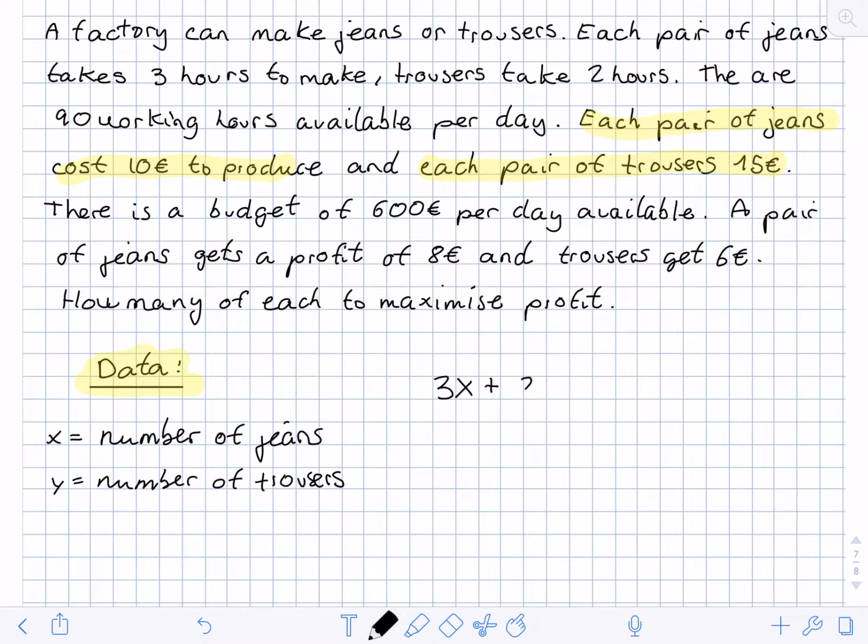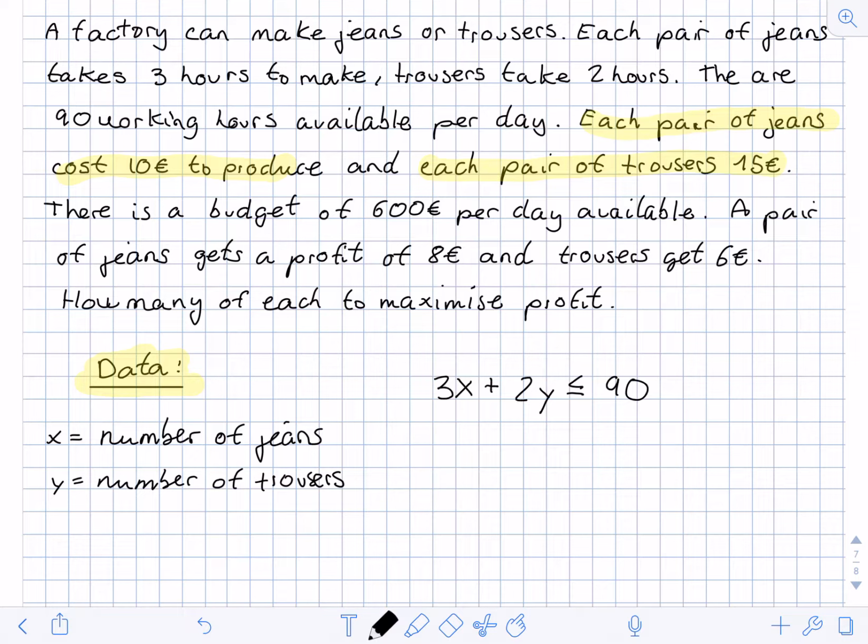Plus 2 hours to make each pair of trousers. So it's 2 hours by the number of trousers we're going to make. So it's y. Y is the number of trousers. And this has to be less than or equal to 90 working hours. Which means it takes 3 hours to make each pair of jeans, and 2 hours to make each pair of trousers, and the addition of them has to be less than or equal to 90, because that's what it says in the problem, right?